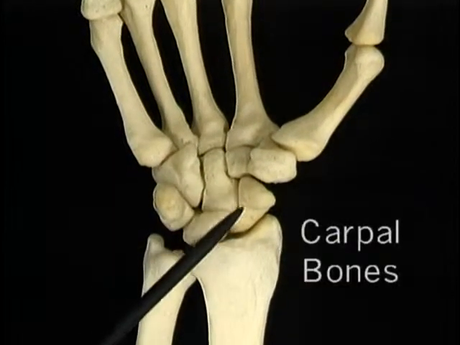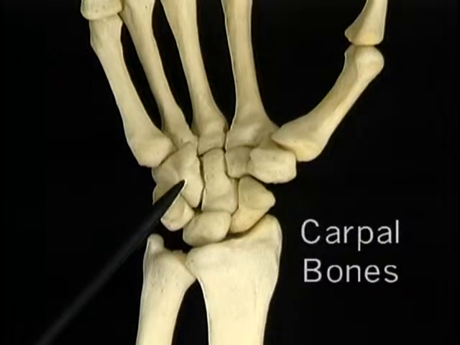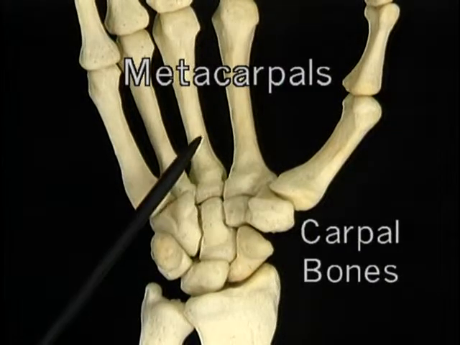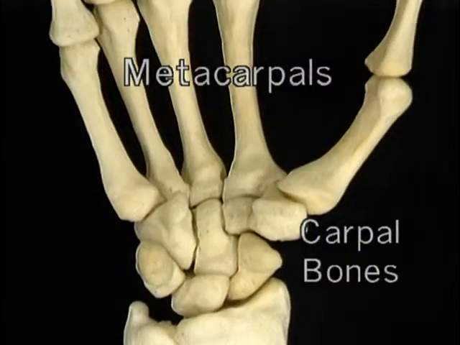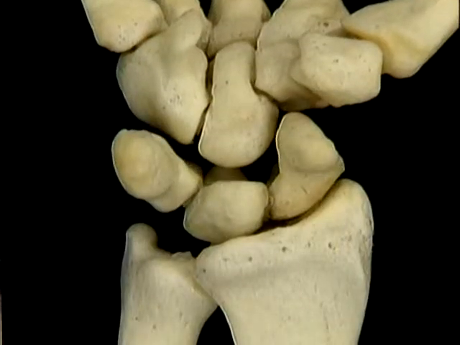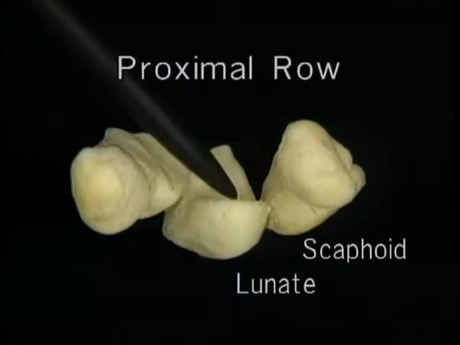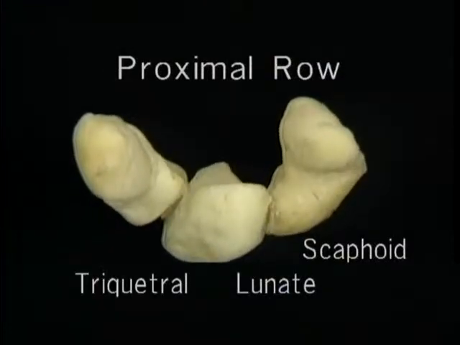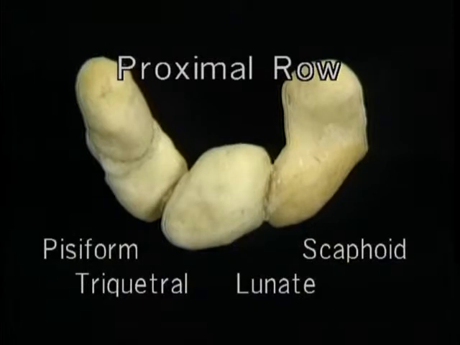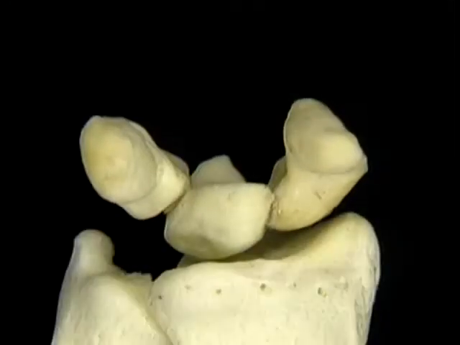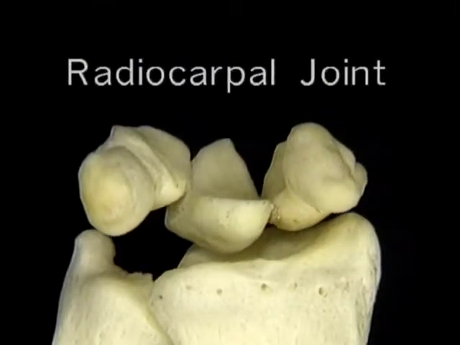Eight small carpal bones form the carpus. Distal to the carpus are the metacarpal bones, numbered 1, 2, 3, 4, and 5. The carpal bones are in two rows, a proximal and a distal. The bones in each row are attached closely to one another. The four bones of the proximal row are the scaphoid, the lunate, the triquetral, and the pisiform, which sits by itself on the triquetral. The scaphoid, the lunate, and part of the triquetral articulate with the distal end of the radius to form the radiocarpal joint.